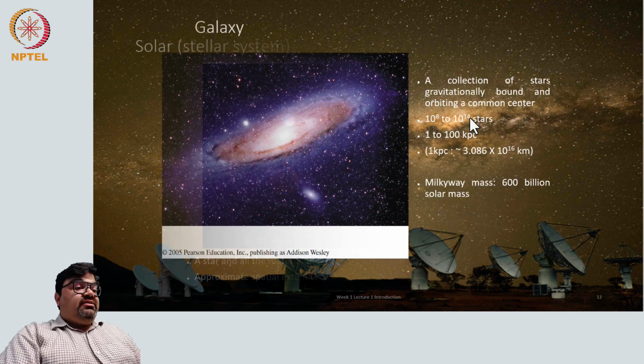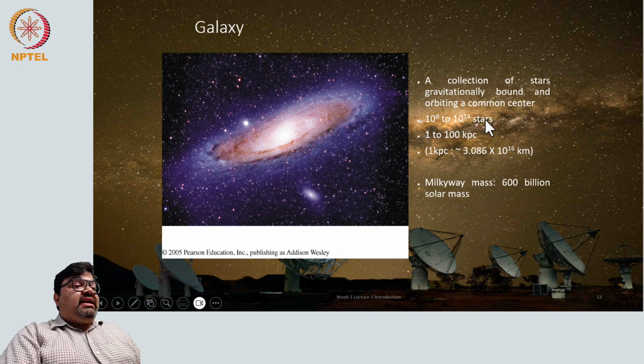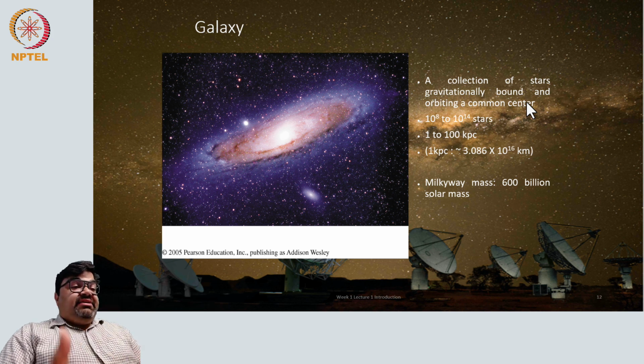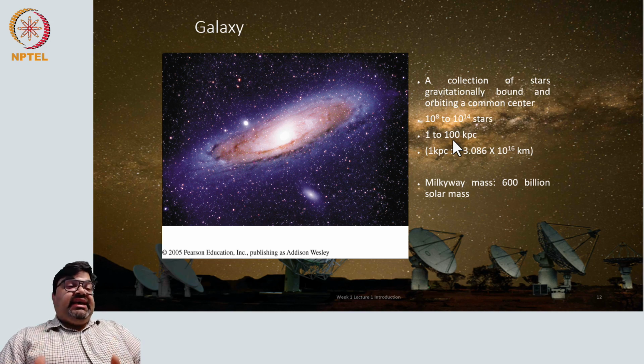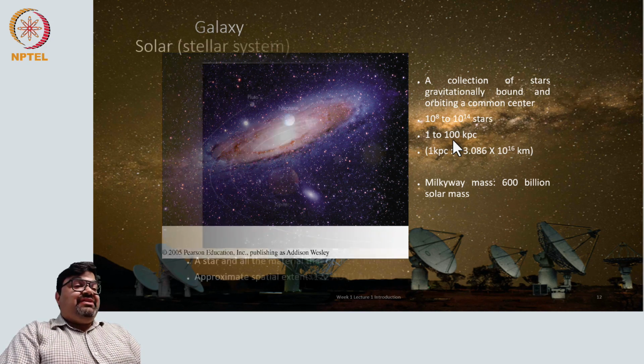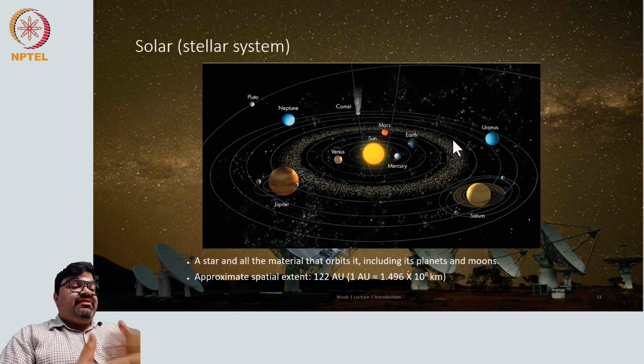sizes are growing. A typical galaxy, which is a collection of stars that are gravitationally bound, is roughly about 100 kiloparsec in size. Now again, we started with AU, because as we move to larger and larger scales, we have to define larger units of length. Kilometer will not be sufficient. So 1 AU was about 10^8 kilometers.